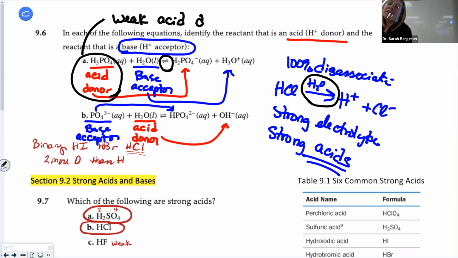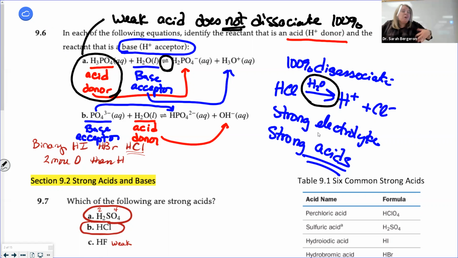A weak acid does not disassociate 100%, right? It's partial disassociation. So we call this a, what else? What's another word for a weak acid? We can call a strong acid a strong electrolyte. We can call a weak acid a weak electrolyte, right? Okay. Now, it's going to be important that you're able to recognize strong and weak acids and bases. Everything we talked about for acids is true, and the same is true for bases.